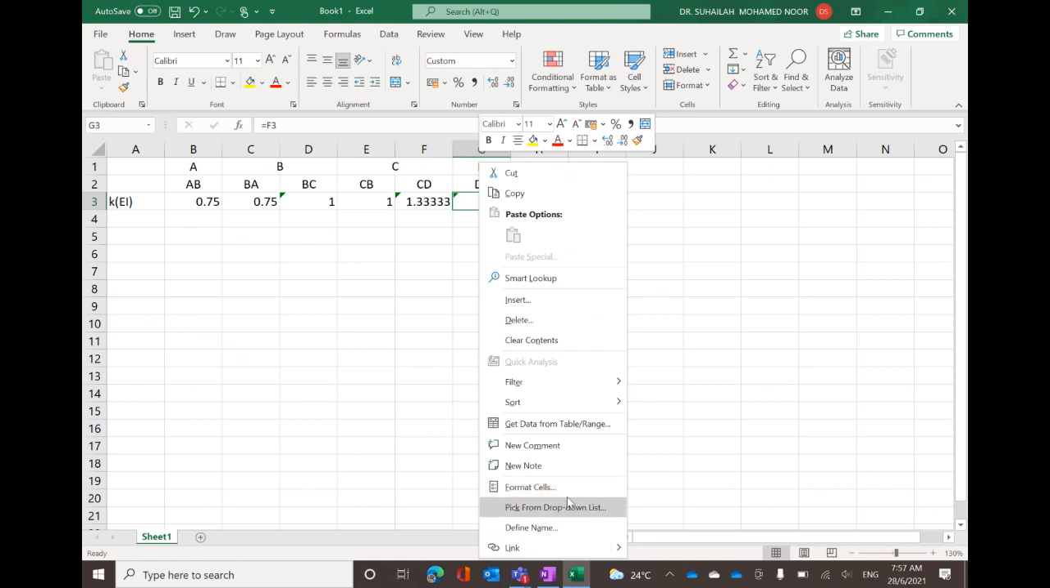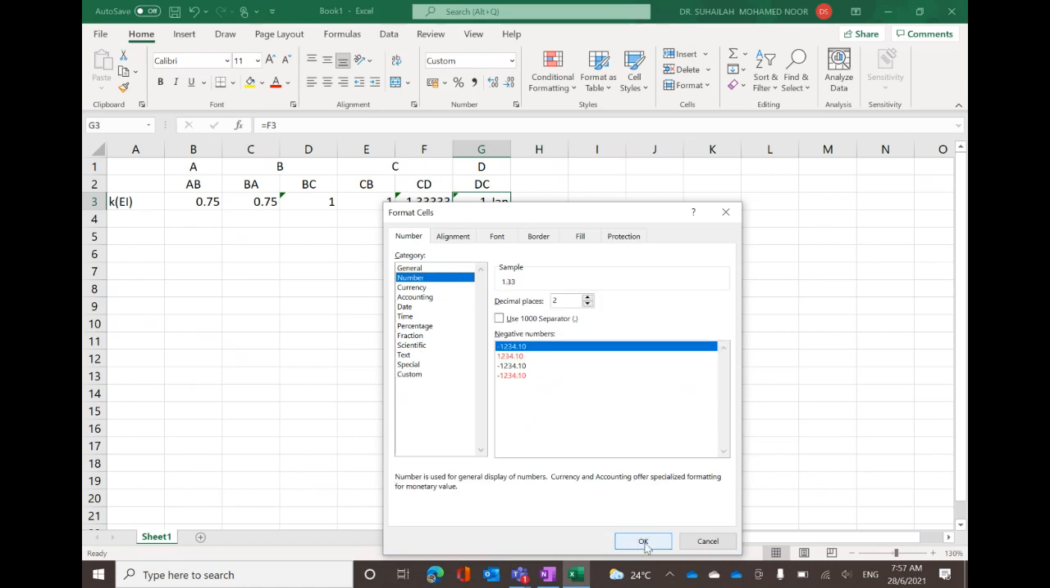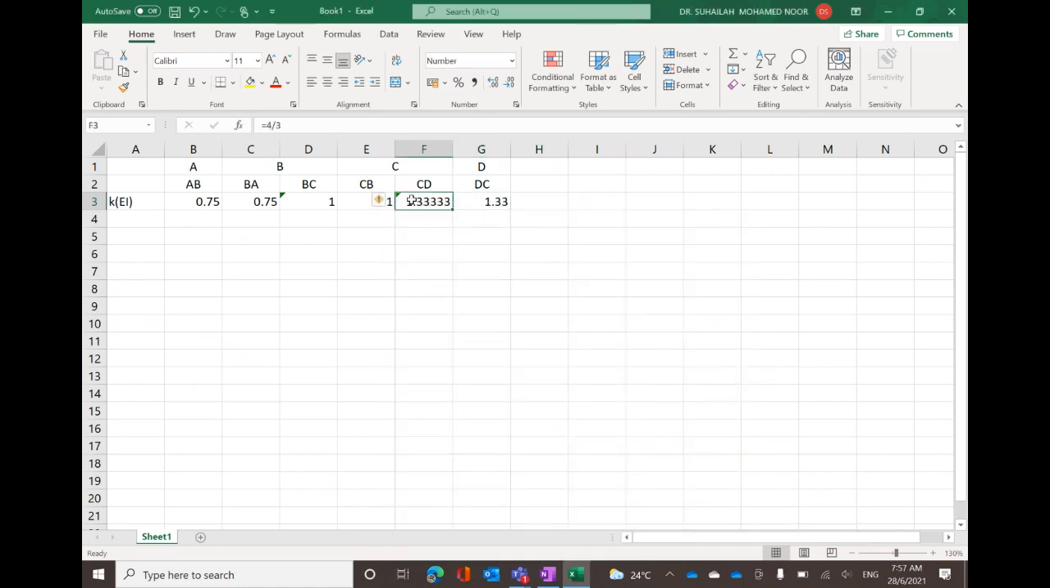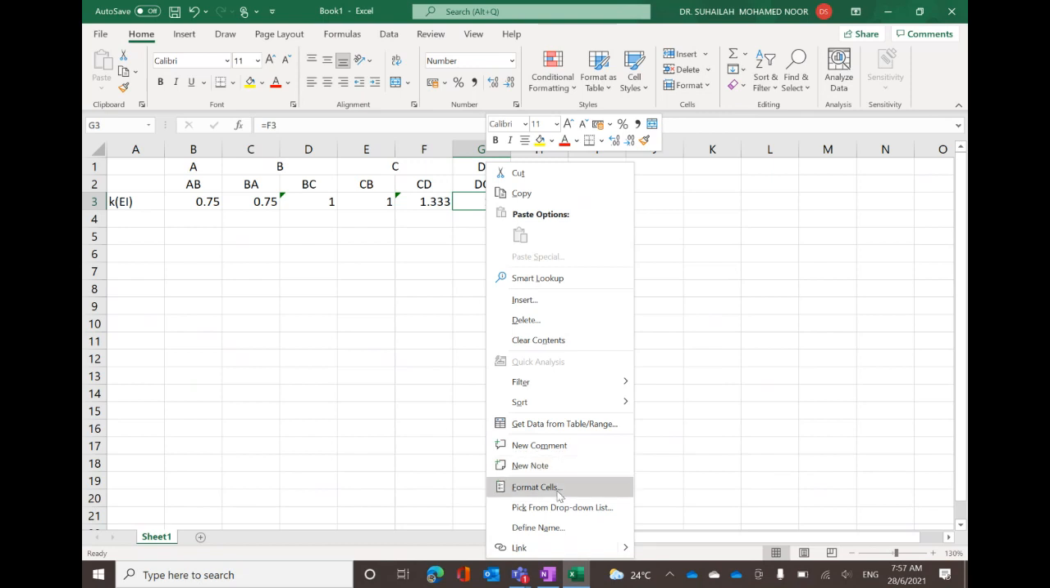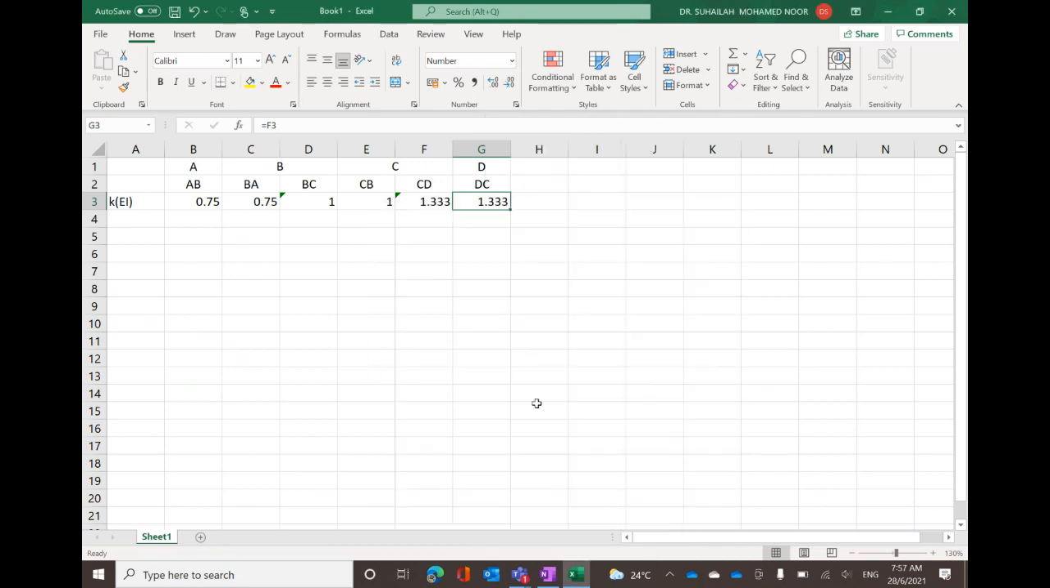Okay, format. It is number. I want to set 3 decimal places.